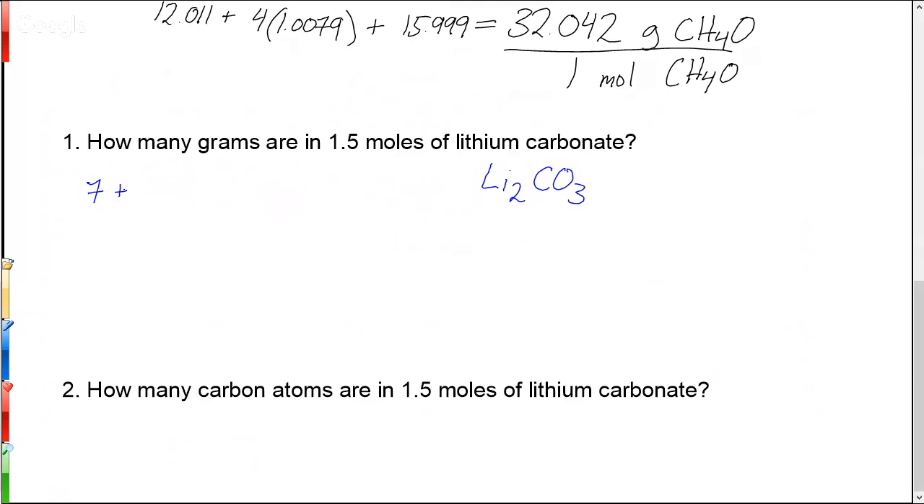Then we've got 7 and we need to multiply that by 2 because there's 2 lithiums. Then 12 for carbon. And then we've got 3 oxygens, which are 16 each. So those 7, 12, and 16 numbers we get from the periodic table. The 2 and the 3 we get from the formula. Okay, so we add that up. Let's see, that's going to be 14, 26, 74, I think.